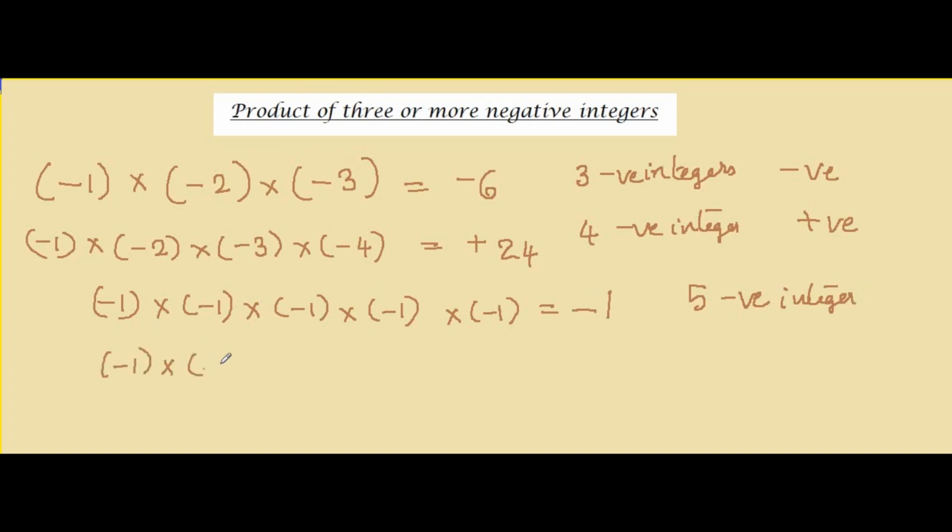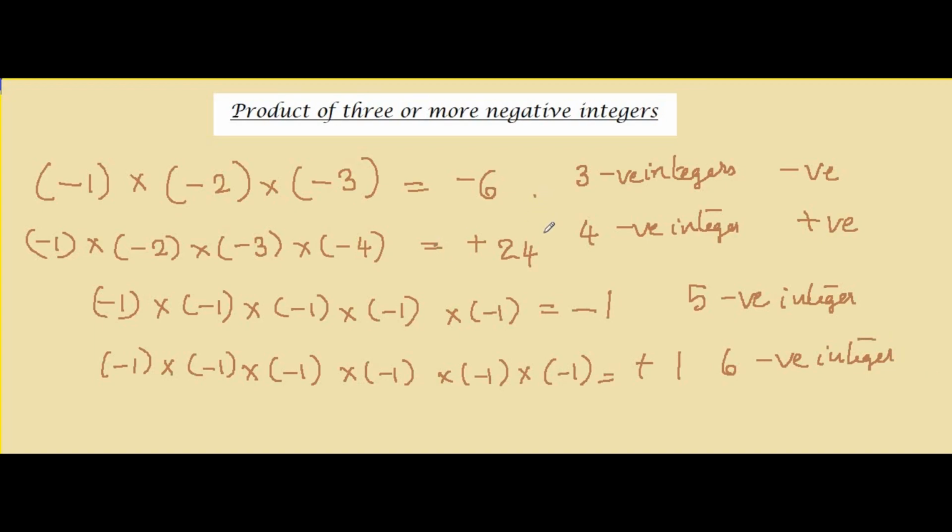Let us take 6 negative integers. The answer is negative times negative, it is positive. Positive into negative, negative. Again negative into negative, positive. Positive into negative, negative. Negative into negative, positive. When you consider 6 negative integers, the answer is positive.